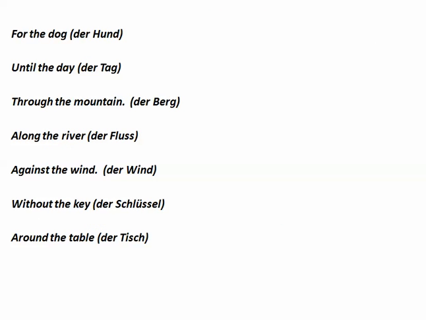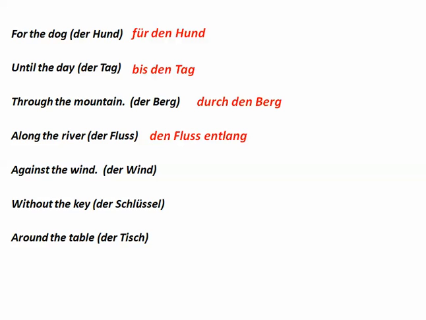Alright, so now we're going to just see these in some prepositional phrases. For the dog, für den Hund, until the day, bis den Tag, through the mountain, durch den Berg, along the river, den Fluss entlang, against the wind, gegen den Wind, without the key, ohne den Schlüssel, and around the table, um den Tisch. Now I've used a number of nouns here, and you'll notice that they're all masculine. Der Hund, der Tag, der Berg, and that's to emphasize the fact that in the accusative, der changes to den, die and das stay the same.